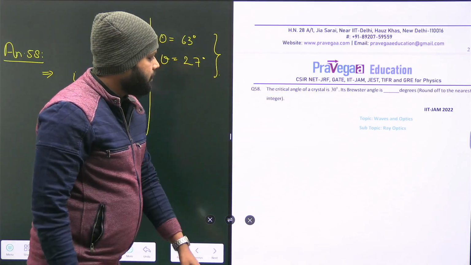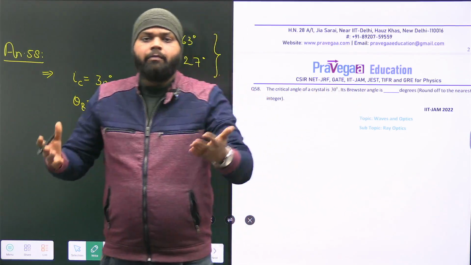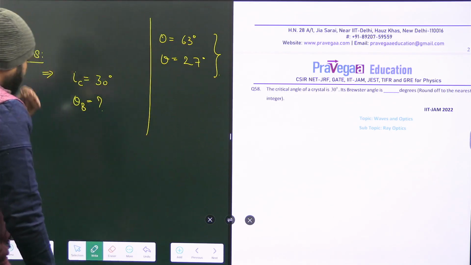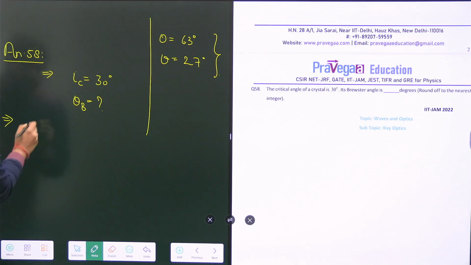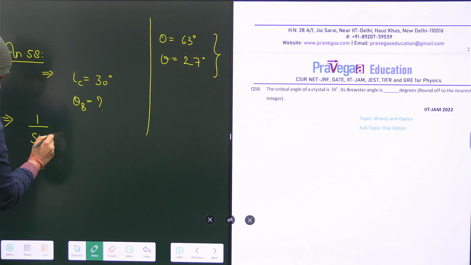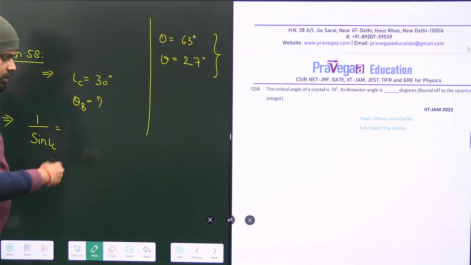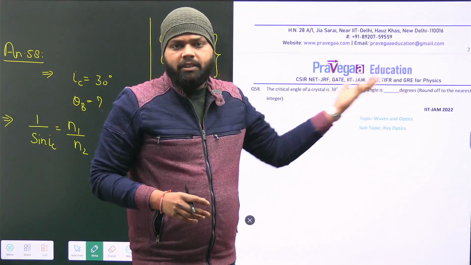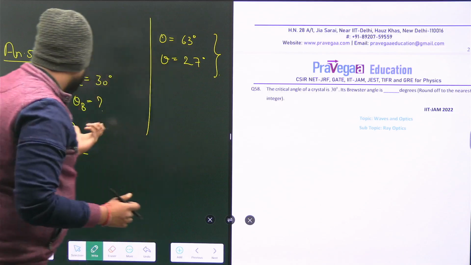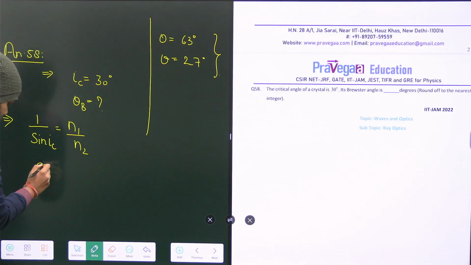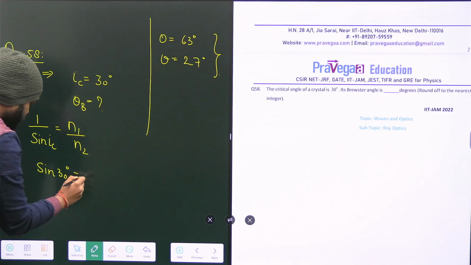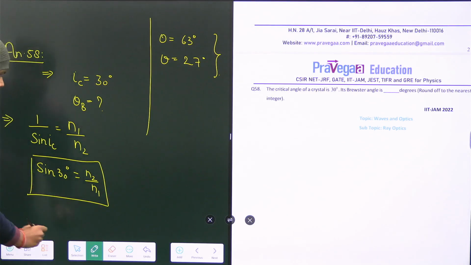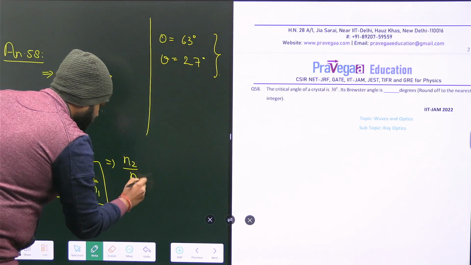What is the fault in this question? They did not tell which is the rarer medium and which is the denser medium, and that will affect this question. As we know from Snell's law, the relation is sine of the critical angle equals N1 upon N2. Which medium is rarer and which is denser, no one knows. If the critical angle is 30 degrees, then sine 30 will be equal to N2 by N1, which comes out to 1 by 2.